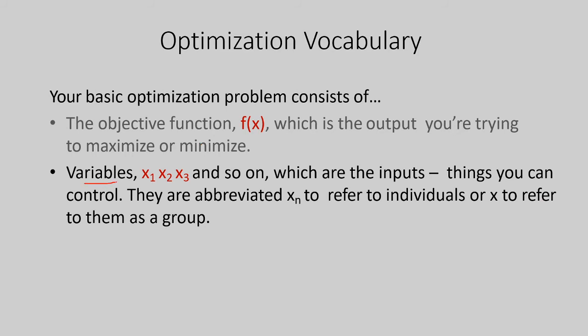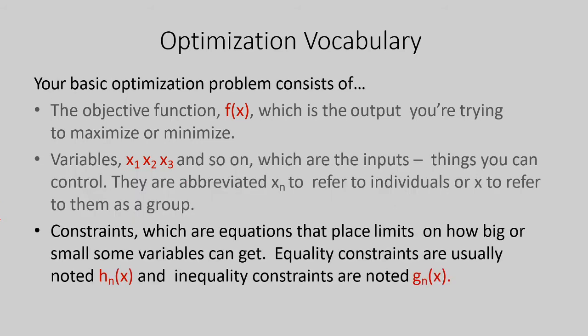The second one is the variables, which are the different inputs that will be passed to our function. From the inputs, we try to find the output. So the variables x1, x2, x3 and so on are the inputs, things you can control. They are abbreviated xn to refer to an individual x, or x to refer to them as a group. These are the inputs over which we have control. F of x is the optimal value that has to be found by doing something on these inputs. And the final thing is the constraint.